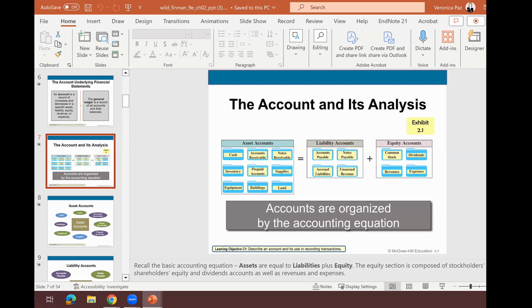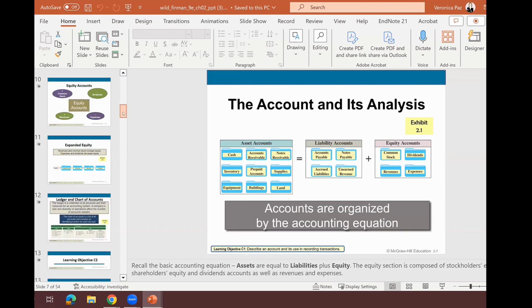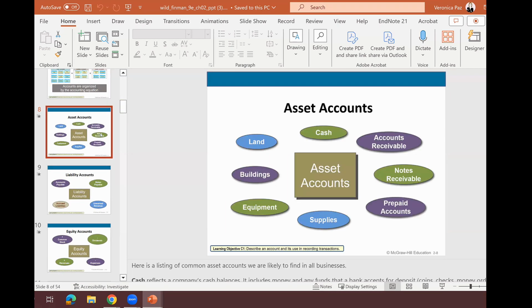Taxes payable, right? And so what's the expense? Income tax expense, right? Or federal withholding tax or social security tax, right? Okay. And then make sure that you have all of your different accounts.